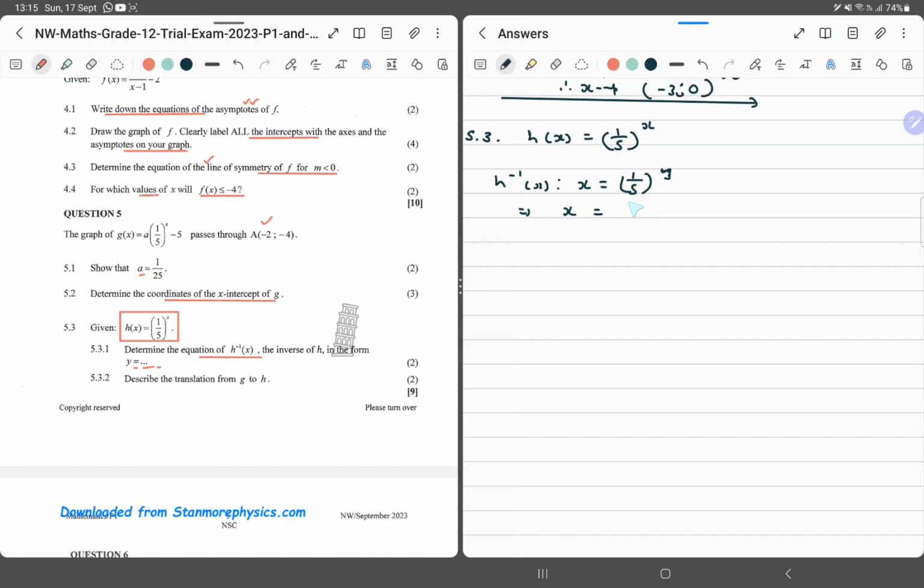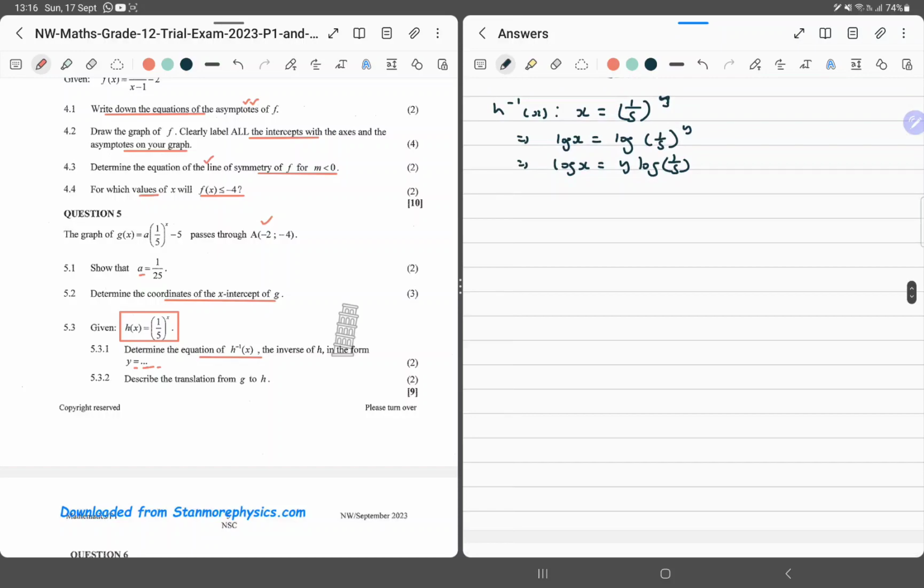x is equal to 1 over 5 to the exponent y. Okay, I'm making a mistake now. If we introduce logs, it's going to be log x equals log of 1 over 5 to the exponent y. This implies that log of x is equal to y log 1 over 5. Maybe because we are revising, let's just do that, and then you solve for y. You divide by this one, then that cancels.